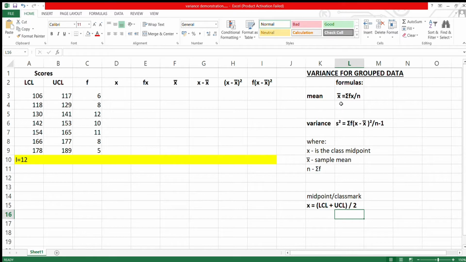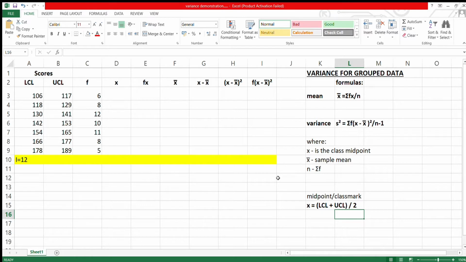So we need the sample mean. The formula for the mean is this: mean is equal to the quotient of the summation of the product of the frequency and class mark with the total number of frequency, or the n. So we need the class mark.